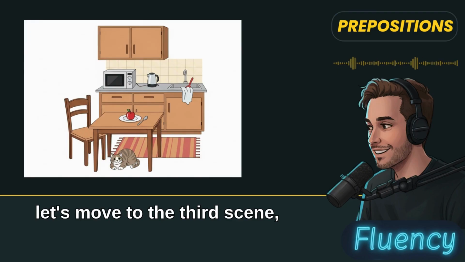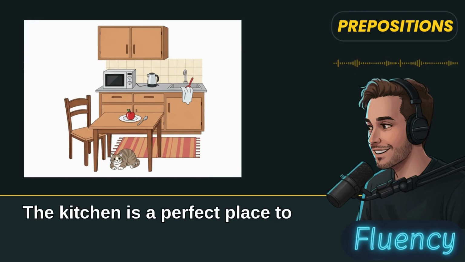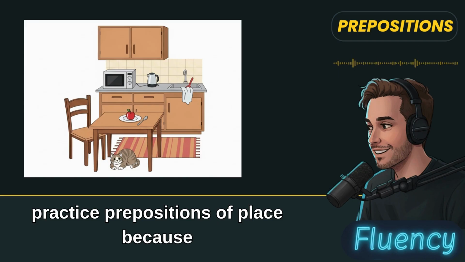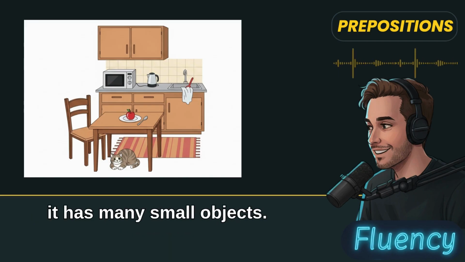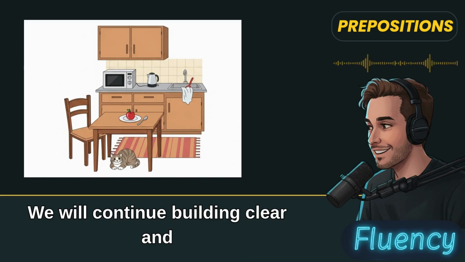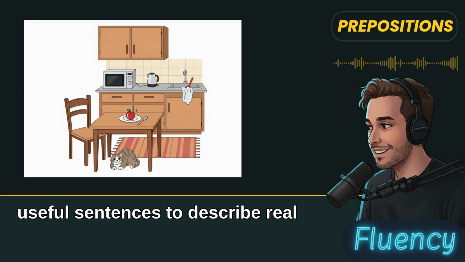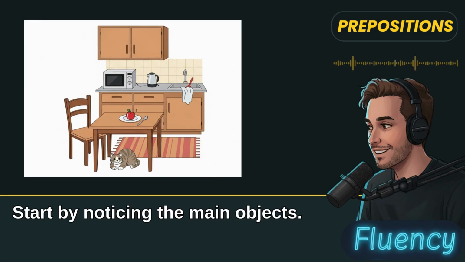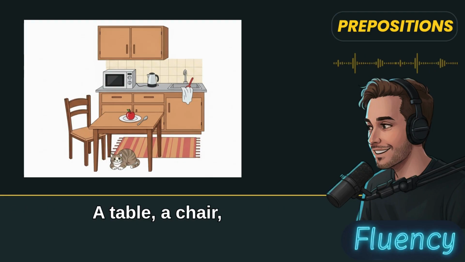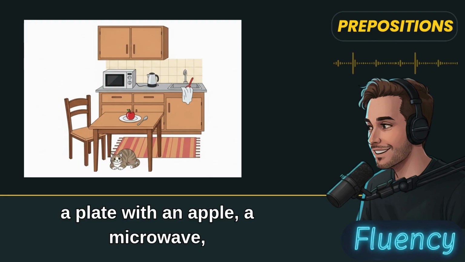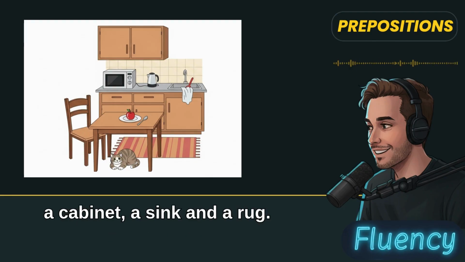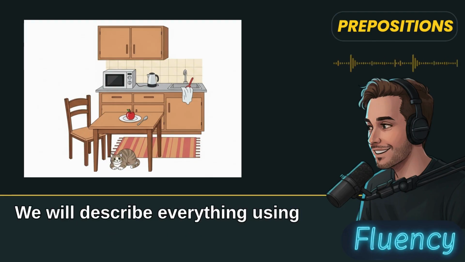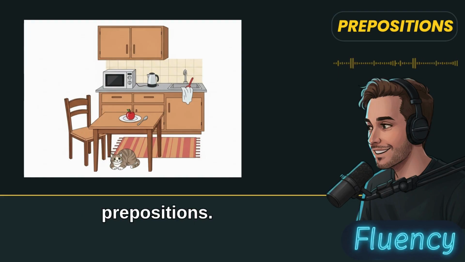Now, let's move to the third scene, the kitchen. The kitchen is a perfect place to practice prepositions of place because it has many small objects. We will continue building clear and useful sentences to describe real situations. Look carefully at the image. Start by noticing the main objects: a table, a chair, a cat, a plate with an apple, a microwave, a cabinet, a sink, and a rug. We will describe everything using prepositions.